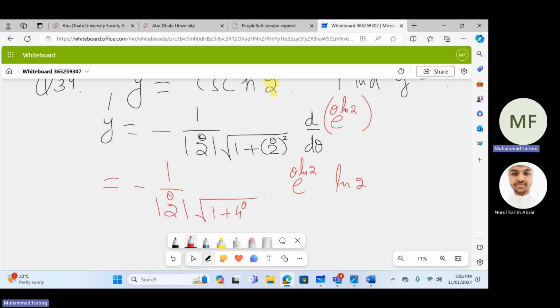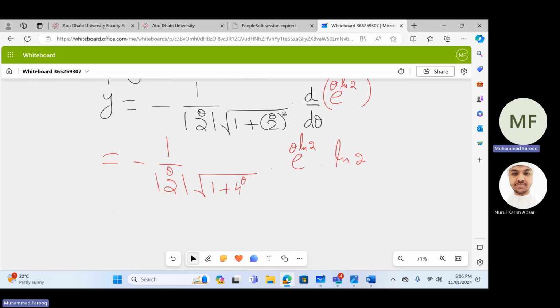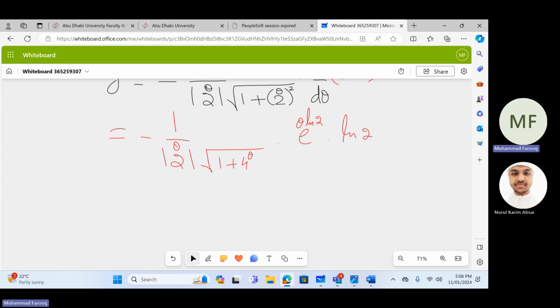Now please look here. I told you already, my question was not in base E, it was in base A. How did I change E power theta ln 2 back? To 2 power theta. Very nice, good. You have done all these things already, right? These things we did in 7.3.